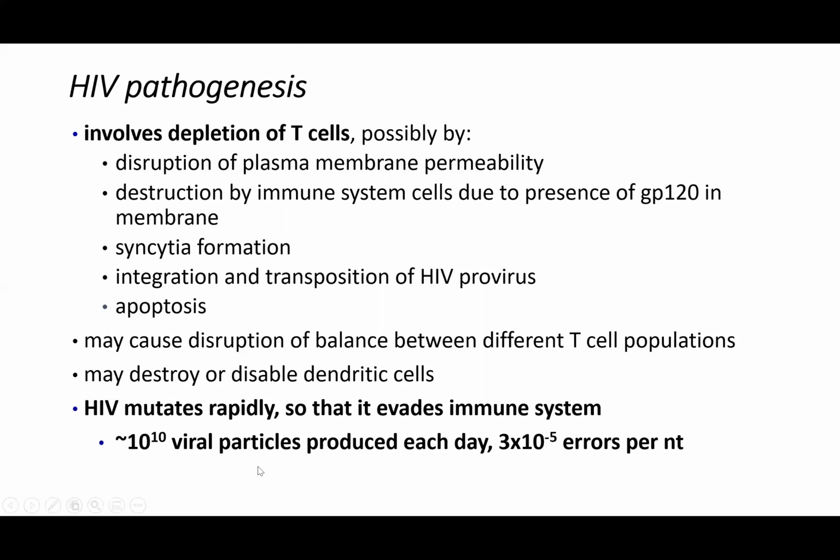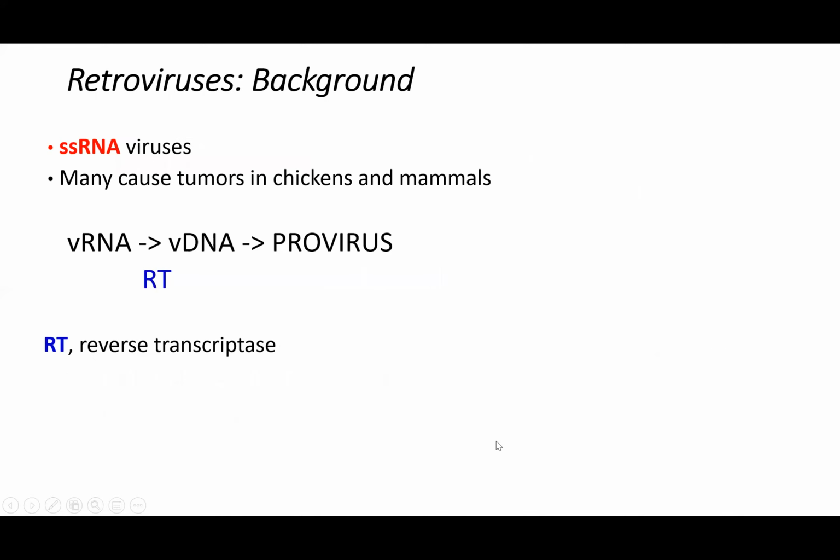So, for instance, there are about 10 to the 10 viral particles produced each day by HIV, and there are about 3 times 10 to the minus 5 errors per nucleotide. So every 3 times 10 to the 5 nucleotides that are synthesized by HIV, there is an error in the genome itself. So it mutates fast. This is much, much faster than anything else we know of mutates.